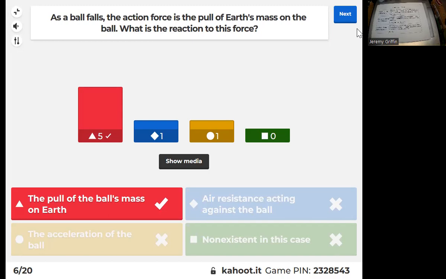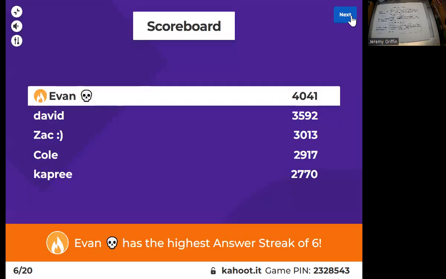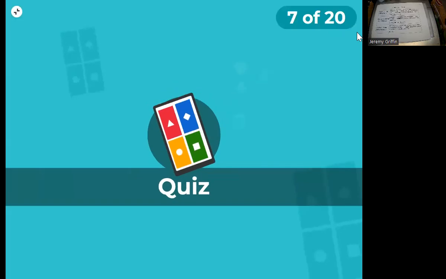Right? Hang on a minute. How could it be the same? Because the ball's accelerating, right? But the Earth is not really moving. Why is that? Because the Earth has so much what? So much mass, so much inertia, right? So it's the same force, different masses, different accelerations. You have to kick back to Newton's second law of motion for that one. All right, same force. Evan on fire in the lead. Got David, Zach, Capri, Liam, top 5.